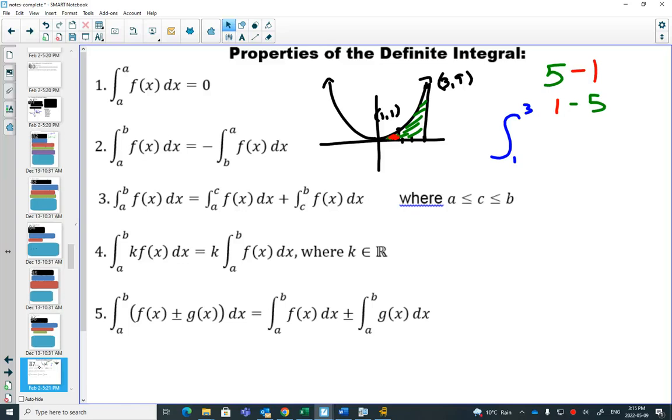And just like indefinite integrals, if you have a constant inside, you can move that constant outside. The nice thing about that is it might make your calculations easier when you're plugging in B and plugging in A. You're dealing with smaller numbers rather than bigger numbers. And just like the indefinite integral, if you're adding and subtracting, you could do the integral all by itself, or you could do the integral of each part separately.